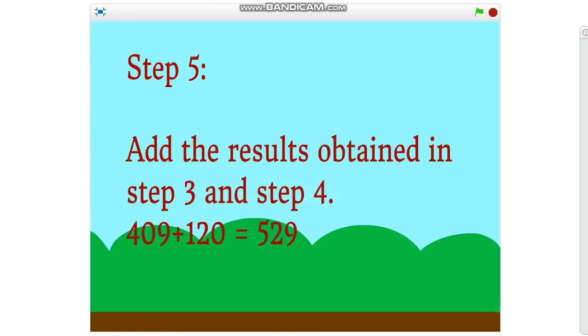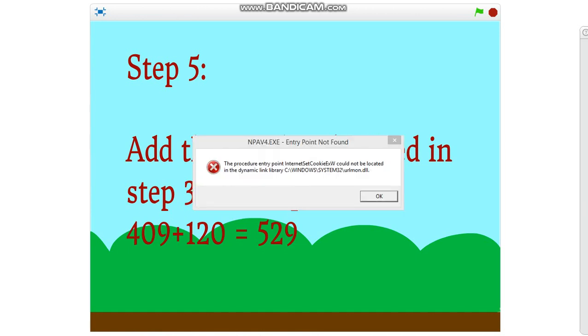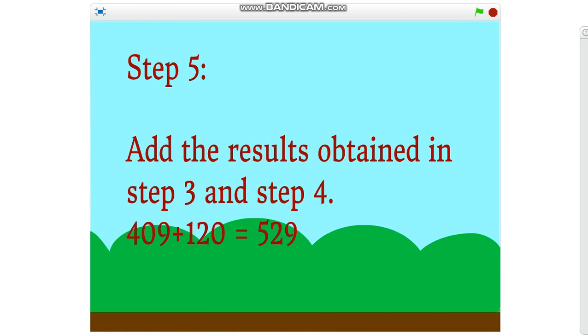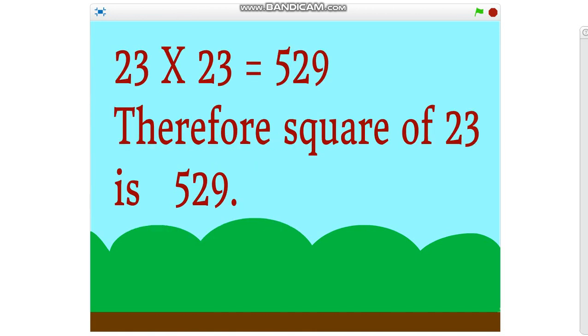Step number 5. Add the results achieved in step number 3 and step number 4, which are 409 and 120 respectively, which adds up to 529. Therefore, 529 is the required answer.